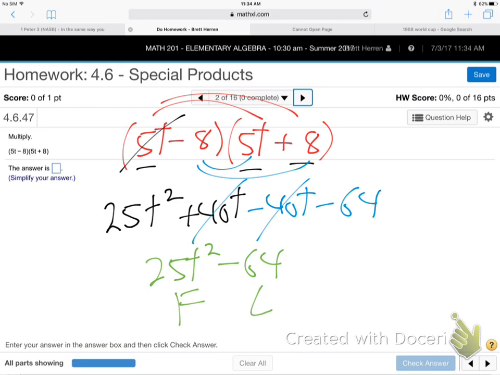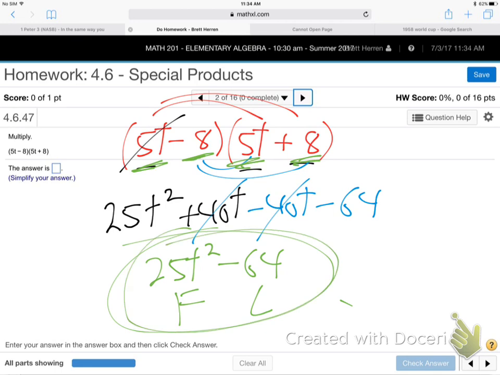We could have saved time just to do FL. Just front times front, 5 times 5, 25t squared. Last times last, minus 8 times plus 8, minus 64. So you can save time. If they're the same two things, one with a plus, one with a minus, you can save some time and just do the FL. The middle two, the O and the I terms, you know, F-O-I-L, the O and the I will always cancel out when they're the same exact two parentheses, one with a plus, one with a minus. It's a shortcut. It's a special product. Product means multiply. It's a special multiplication. Good? So they just want you to whip through those super quick. This will be an easy one.